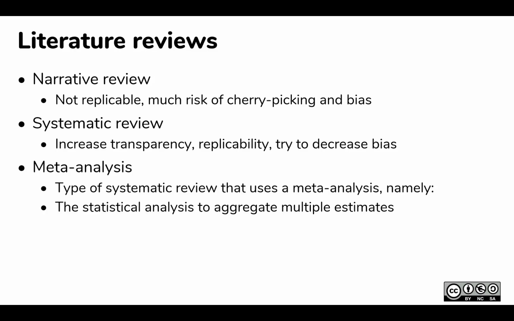A specific type of systematic review is a meta-analysis. That's also a name for a statistical analysis. And that statistical analysis allows you to aggregate multiple estimates of means or percentages or effect sizes such as correlations or coherencies from multiple different studies or multiple samples in one study to one more accurate estimate.